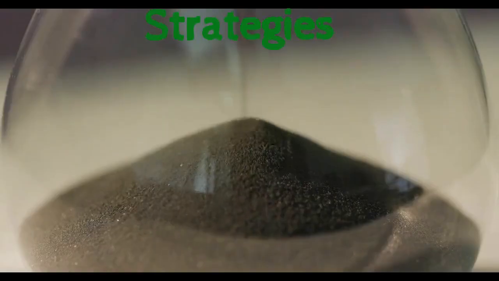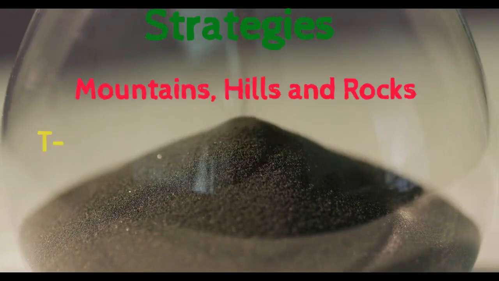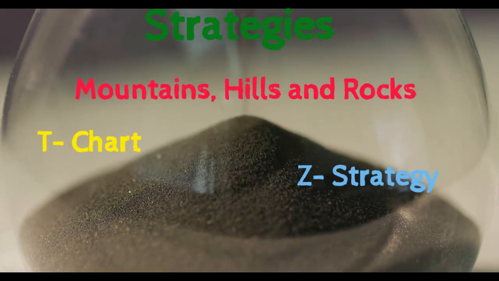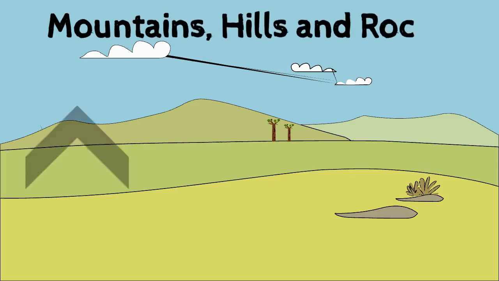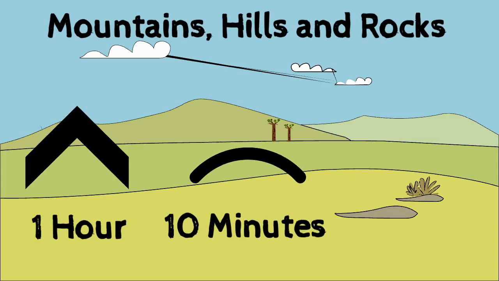There are many different strategies to calculate the duration of time, or elapsed time, such as mountains, hills and rocks, or some people use a T-chart, or the Z strategy, or a number line. But today I'm going to teach you how to use mountains, hills and rocks to calculate the duration of time, where mountains equal 1 hour, hills equal 10 minutes, and rocks equal 1 minute.